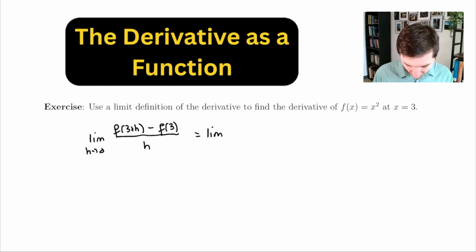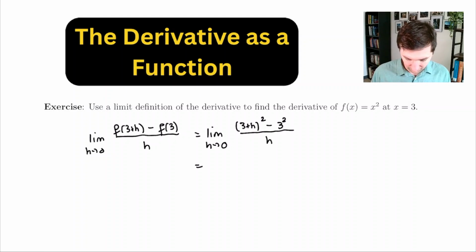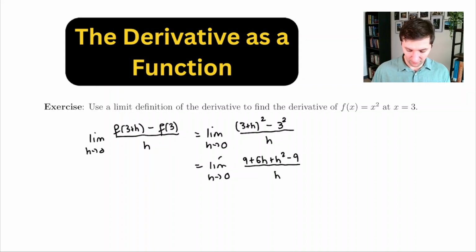Then I plug in the inputs to the formula of the function. I plug in 3 plus h to x squared and 3 to x squared. And I get (3 plus h) squared minus 3 squared divided by h. The next step is to square the parentheses, and I get 9 plus 6h plus h squared minus 9 divided by h. The first term and the last term go away.